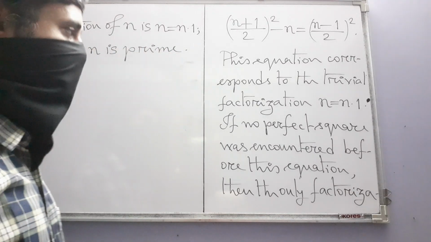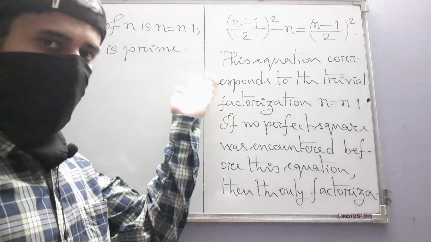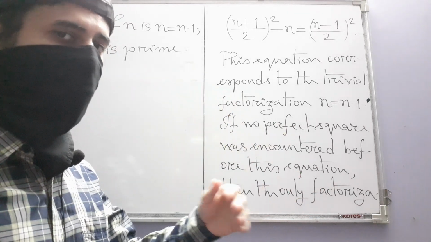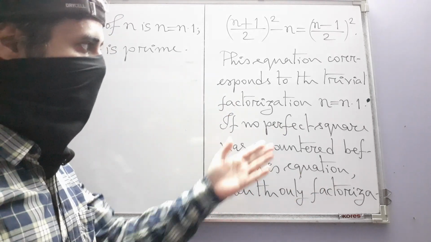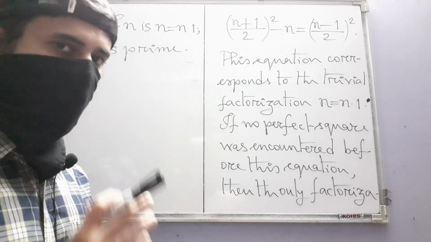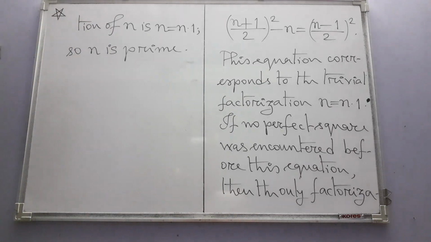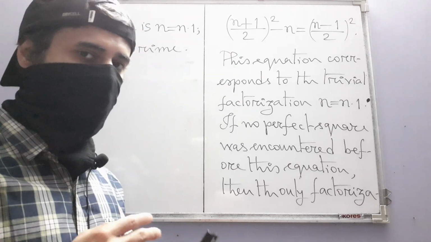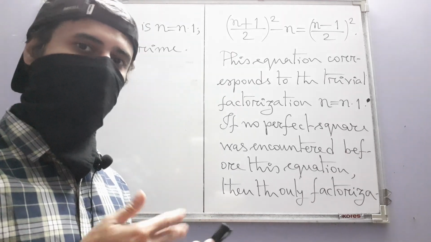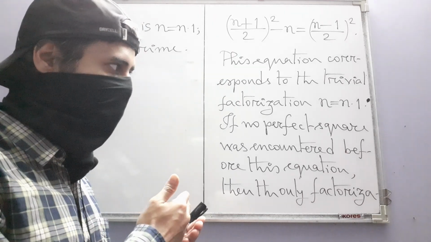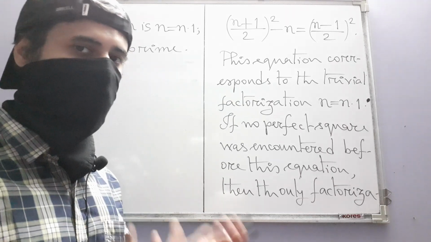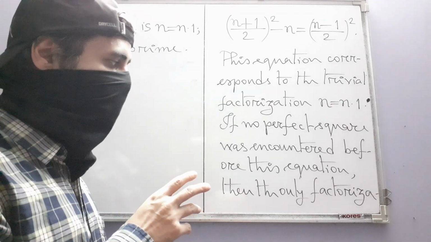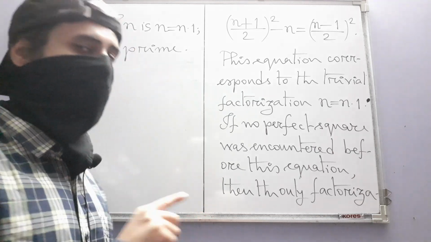Otherwise, if you really encountered some square before this, then that corresponded to some other factorization, and in that case n is composite and you have found a factorization of n. That may not be the full factorization. Every integer is not like 2 times 3 equal to 6, so that if you split it as 2 and 3, the job is over. There may be many factors, so you may have to apply this method then on those factors.